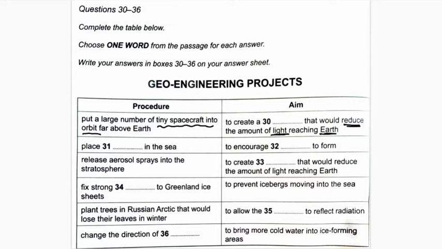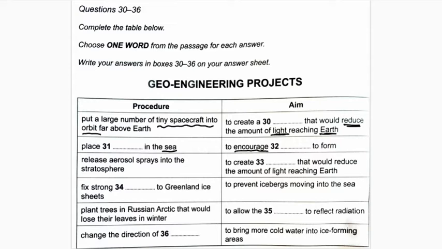Then, place dash in the sea, to encourage dash to form. Now it is very important to keep a point in your mind, that rather than using the direct words, they might have used some synonyms, like sea has some different synonyms, and encourage might be to increase, to improve, something like that.